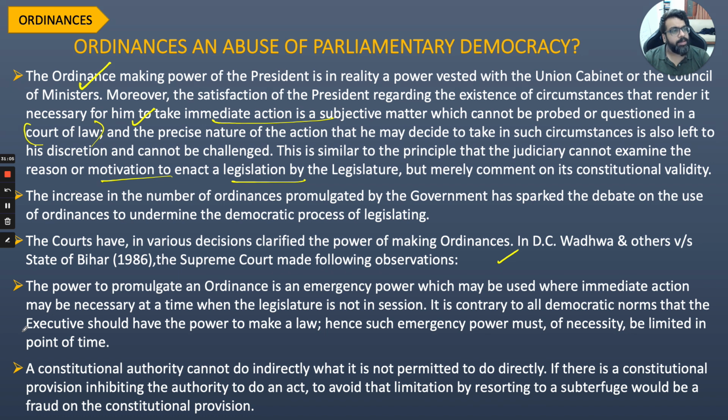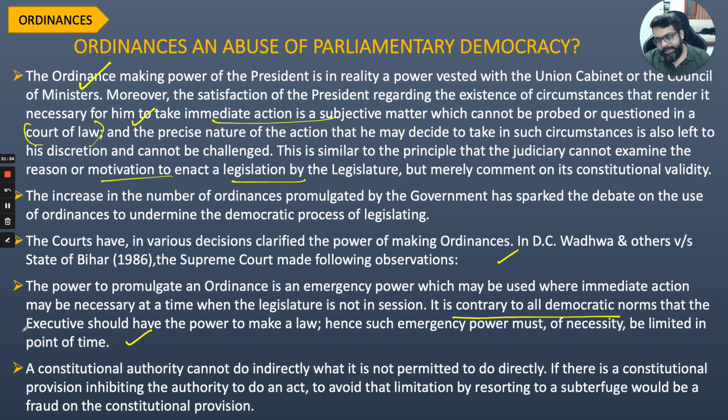And this is contrary to all forms of parliamentary democracy, because the executive essentially has the power to make the law, and therefore such a last resort and emergency power should be very, very limited. And the idea is, what can't be done directly should also not be done indirectly. This is also a simple interpretation of the doctrine of colorable legislation.